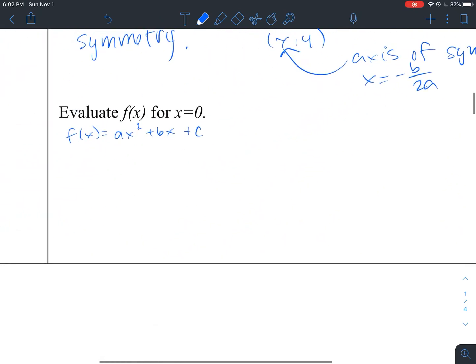So let's plug that in. If we do f of 0, we get a times 0 squared plus b times 0 plus c. Well, 0 squared is 0 and a times 0 is 0, so that cancels. B times 0 is 0, so we're just left with c.